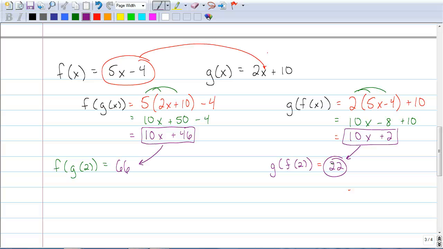So that's it for this video. The purpose of this video is just to show you how to find the actual composition of two functions. So hopefully that'll help on your assignment.